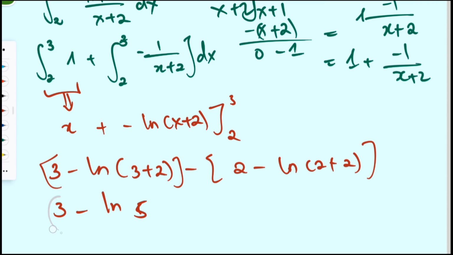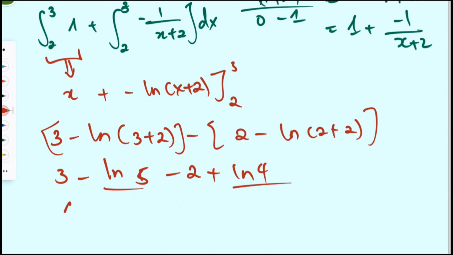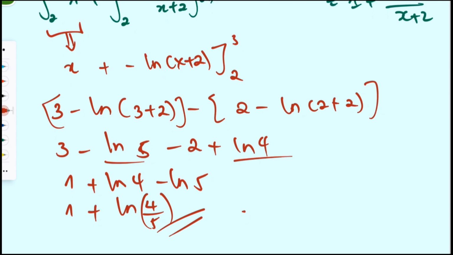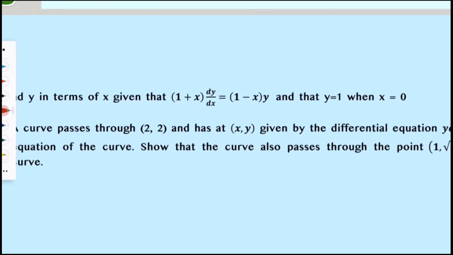Well, I can just expand the brackets at once. Minus 2 plus ln of 4. Bring the natural logs together. So this would be 1. 3 minus 2 is 1, plus ln of 4 minus ln of 5. When you're subtracting natural logs, you should divide them. So 1 plus natural log of 4 over 5. There you go. And finally, we can move on to the last question.